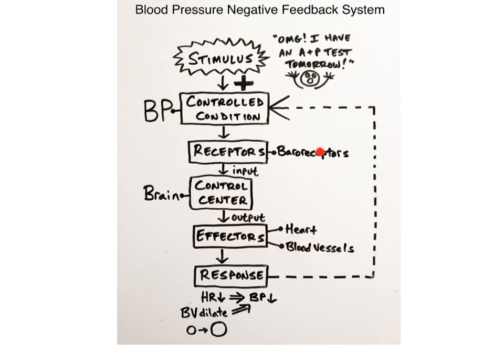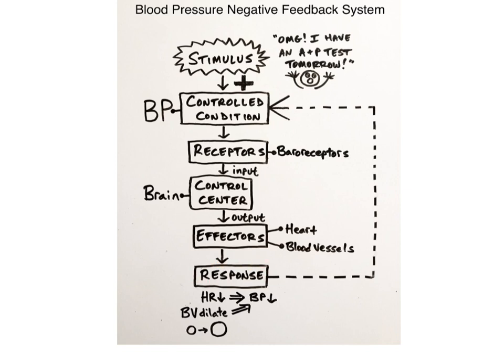The baroreceptors generate input in the form of nerve impulses to the control center, which is the brain. The brain takes in this input, processes the information, and generates output in the form of nerve impulses to the effectors, which are cardiac muscles in the heart and the smooth muscles in the walls of blood vessels.